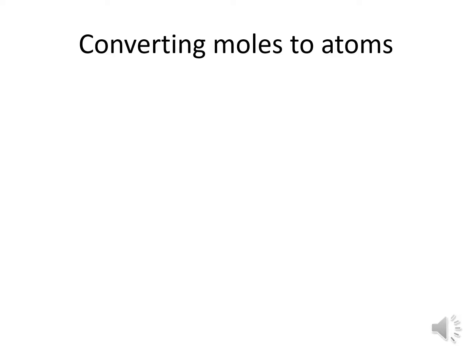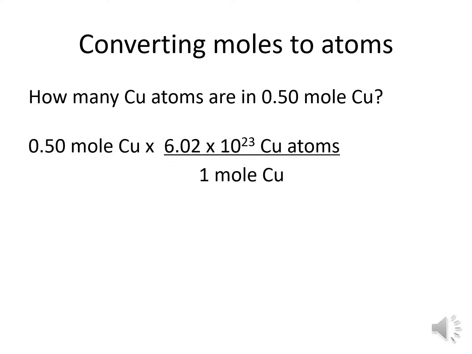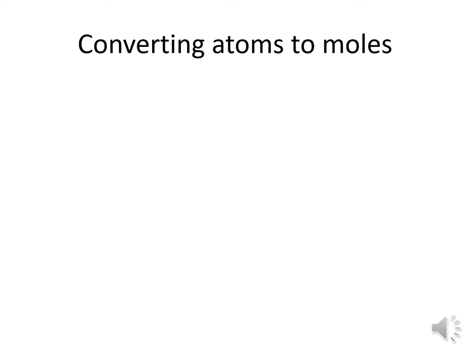If I'm converting moles to atoms, let's say I want to know how many copper atoms are in half a mole of copper. I use my conversion factor label technique. 0.50 moles times 6.02 times 10 to the 23rd copper atoms over 1 mole. Moles cancel, and you end up with 3.0 times 10 to the 23rd atoms of copper.